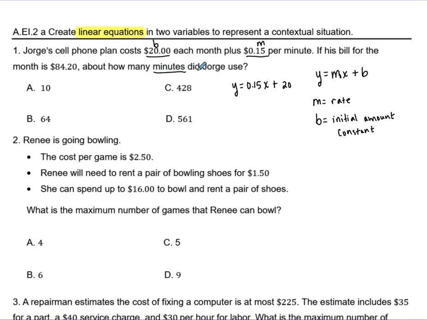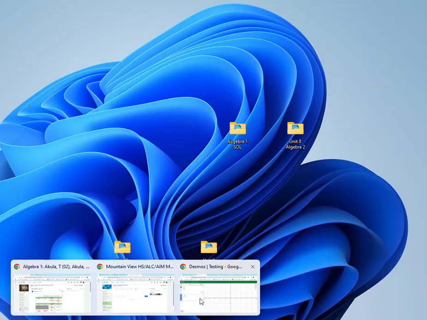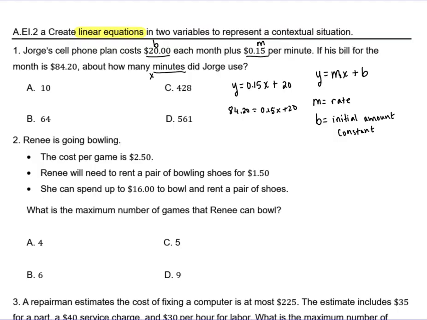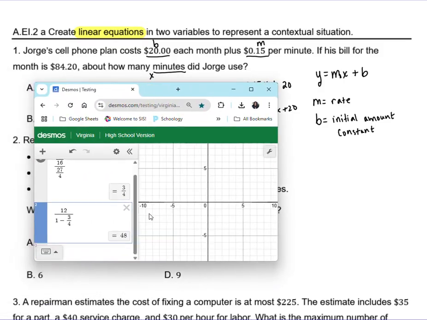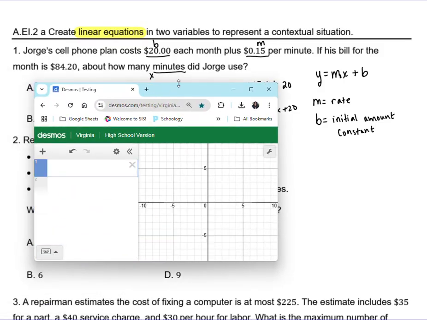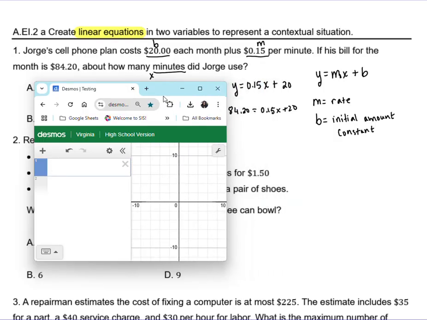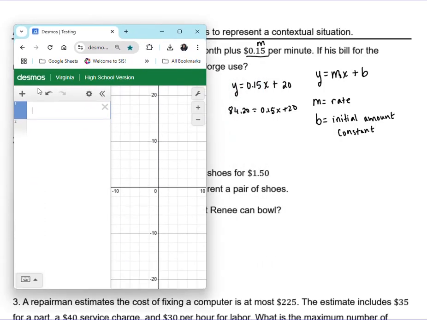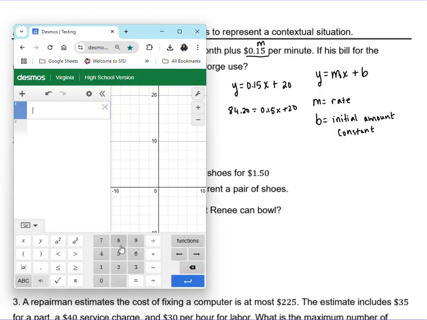If his bill for the month is $84.20, how many minutes did Jorge use? Remember, the minutes is basically what x represents. So we're trying to find x here. If his bill was $84.20, we can solve this for x. To solve for x, let's put it in Desmos. As long as you have the equation figured out, you can plug it in Desmos and it will solve it for you.